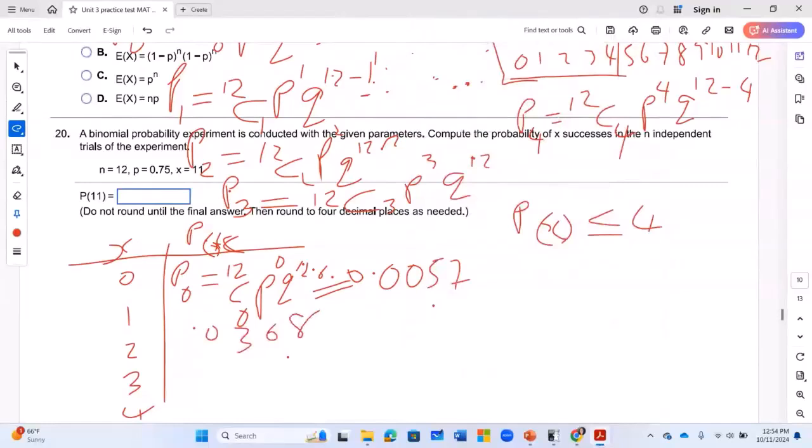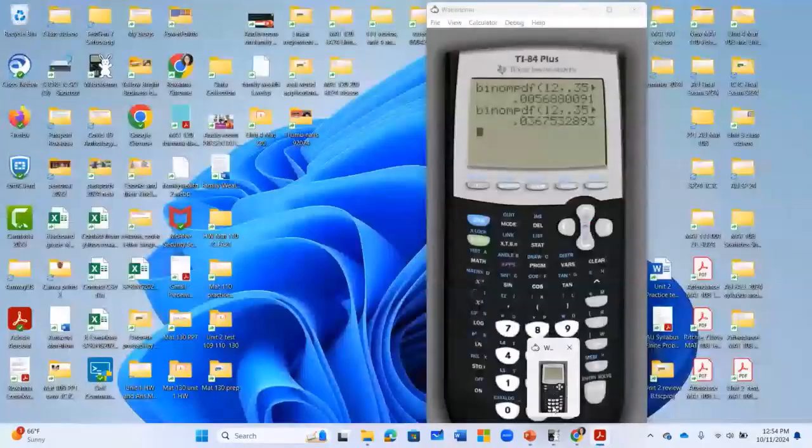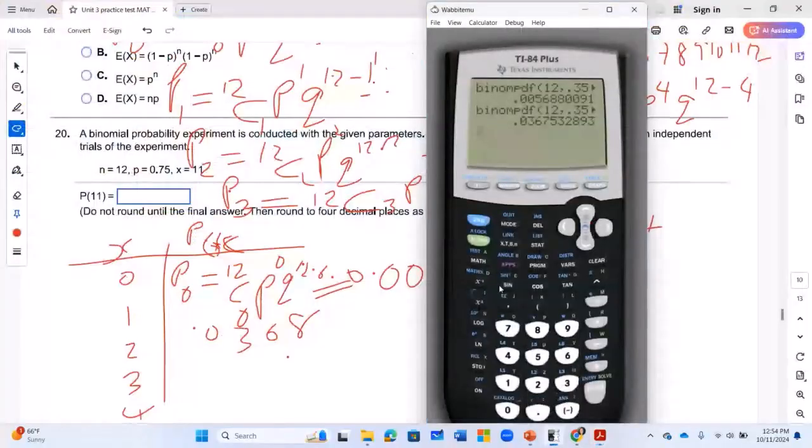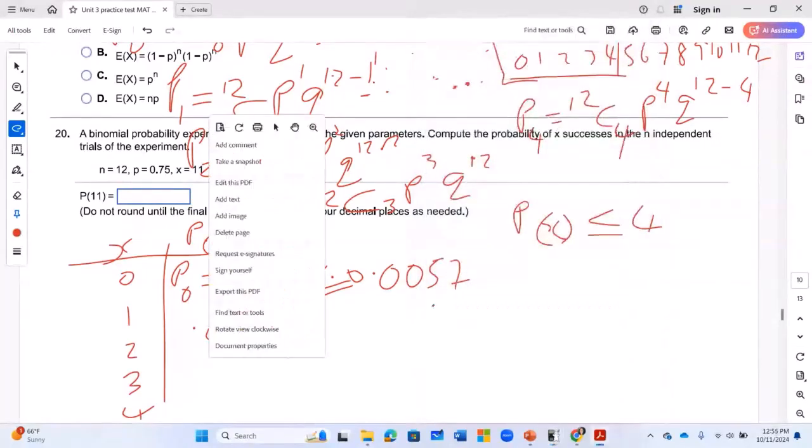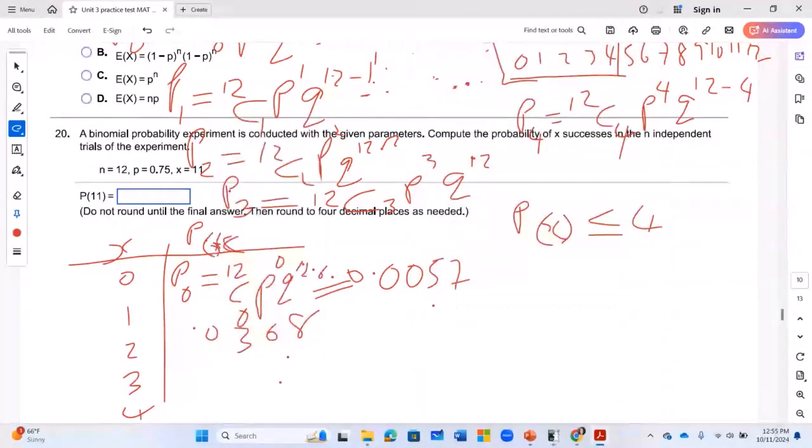0.0368. So I'm going to get P2. I'll do second enter again. And I'll change 1 to 2 because I am looking for the probability of 2. I'll hit enter. And my answer is 0.1088.